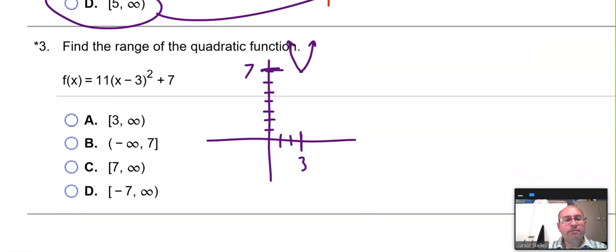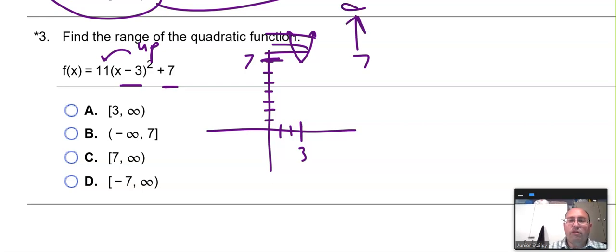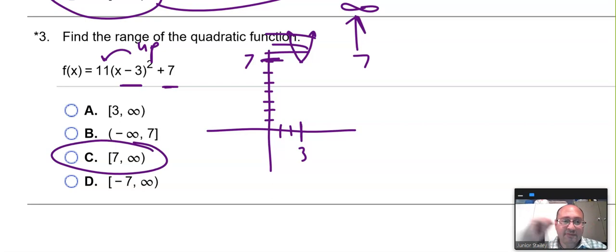What about this one? What's the range of this one? Well, you can see that it went right 3 and up 7. So you can see I just drew a quick sketch. And it is opening up, right, because of the positive 11. So if you start thinking about pushing all the points onto the y-axis, you would start at 7 and you would go up to infinity. So, you know, that's what you'd have.